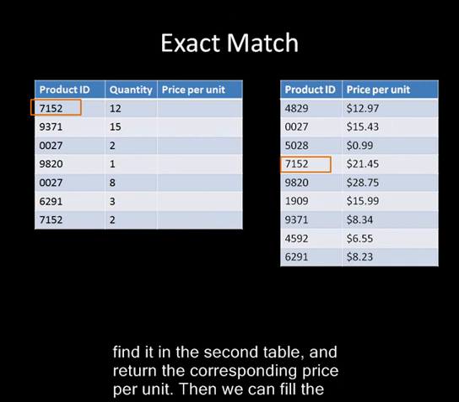So 2,000 is my lower limit for East, 3,000 is my lower limit for North, and 4,000 is my lower limit for South. Remember that the table array in an approximate match must be sorted ascending. In this case, it already is.